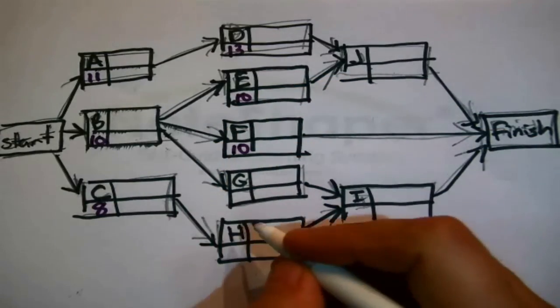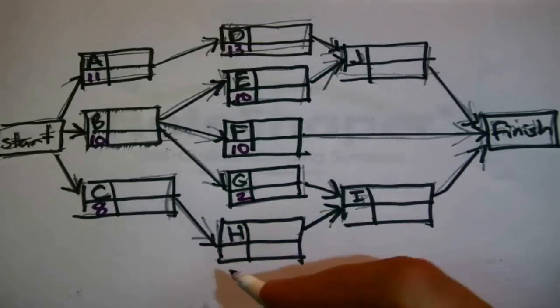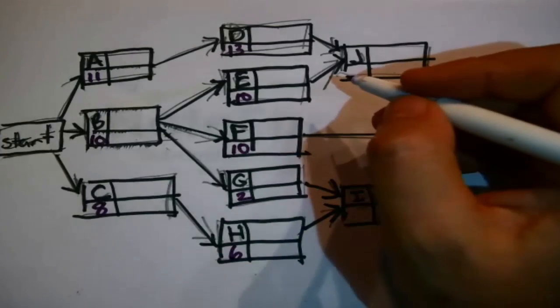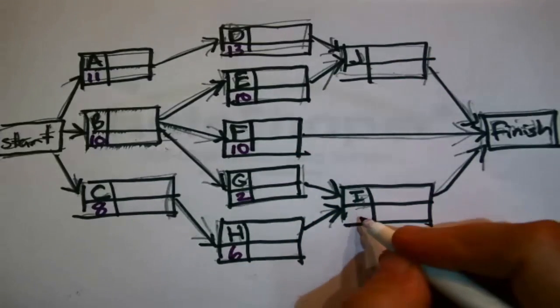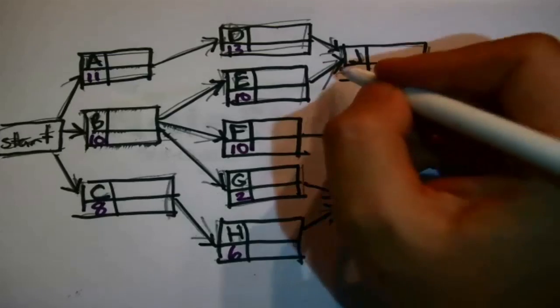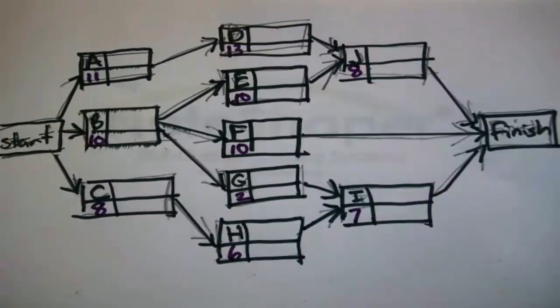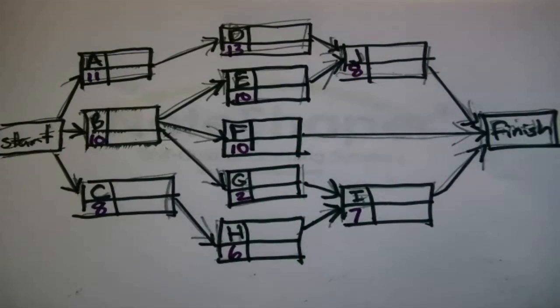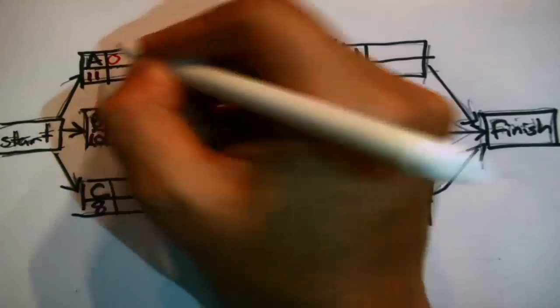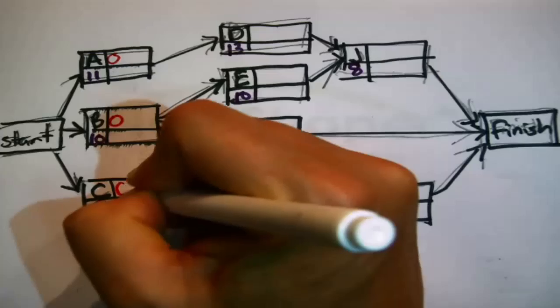D is 13 days long. E is what, 10 days long? And F is also 10 days long. G is 2 days long. H is 6 days long. I is down here, gotta be careful, 7. And J is 8 days long. Okay, now we are set up.